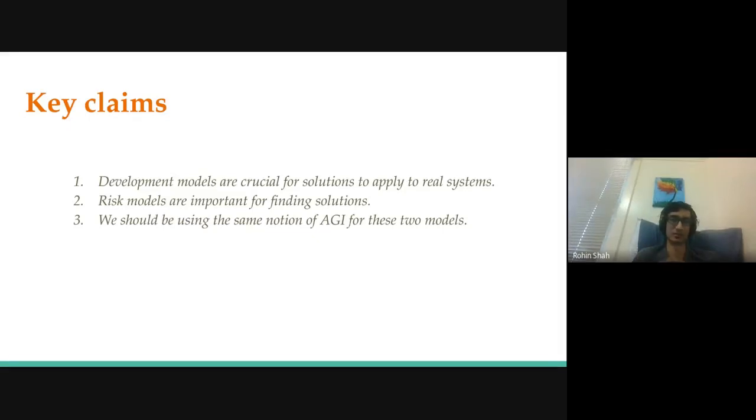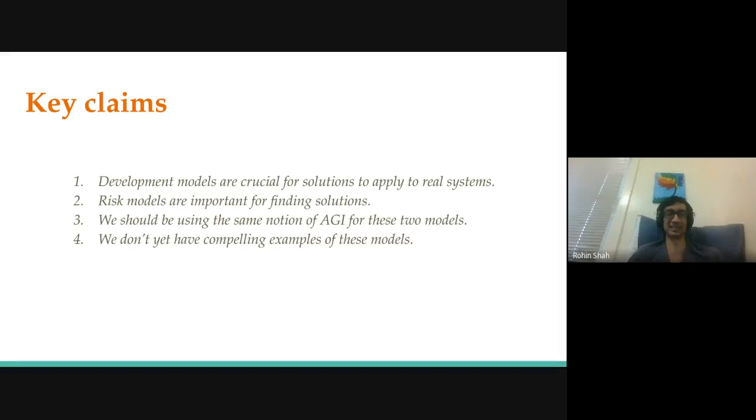We saw in the previous slide that the development model and the risk model overlapped in the AGI. And I claim that we should be using the same notion of AGI for these two models, or otherwise our work will probably be irrelevant to what actually happens in the world. And claim 4, we don't yet have a compelling example of a unified threat model where there's a development model and a risk model that uses the same notion of AGI in both cases. And so implicit to claim 5 is, and therefore we should really work on doing this since it's so important.